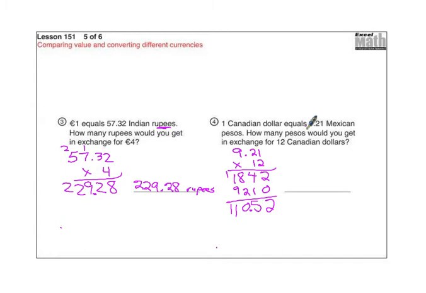And make sure that it makes sense. If you get 9 for 1, for 12, 110 makes sense. If you got 1005 for your answer, that would make no sense. 110.52 pesos. Good job. All right, that's it for today. Thanks for watching.